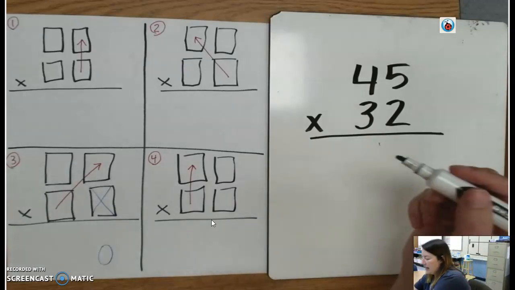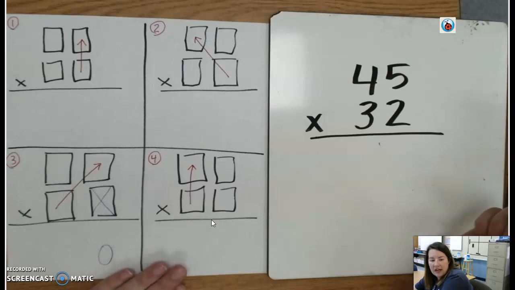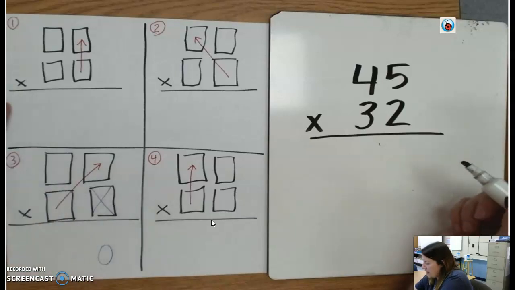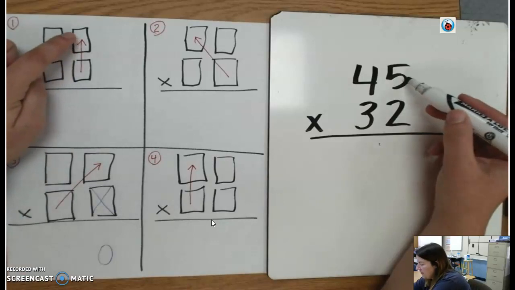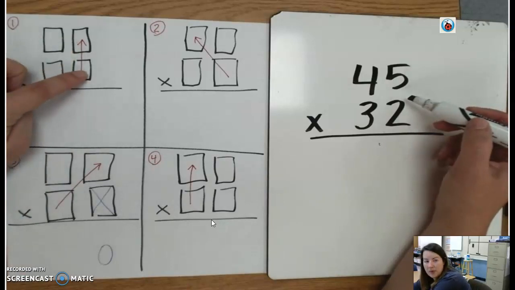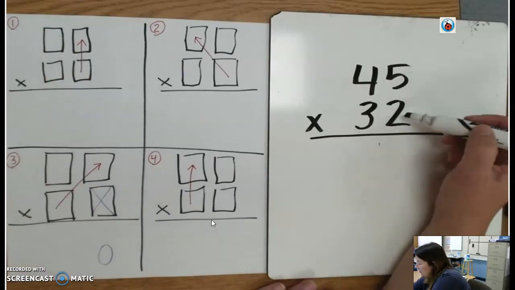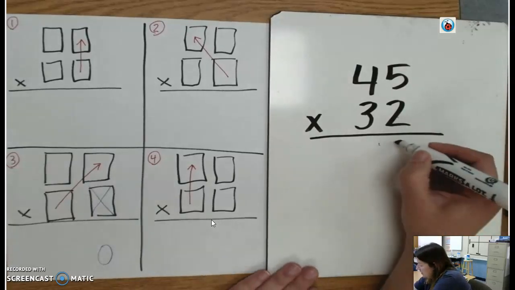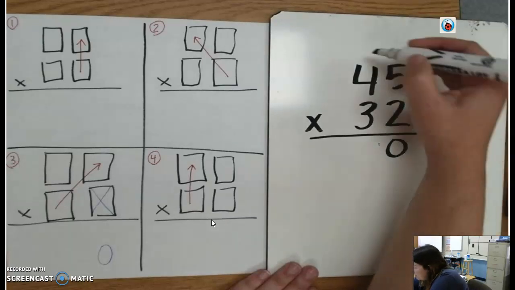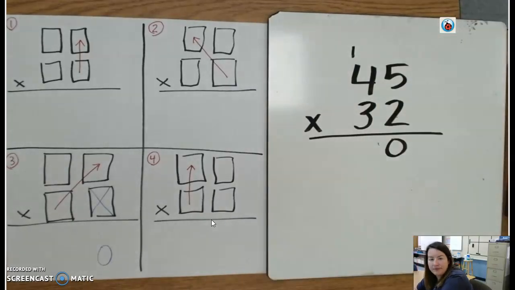And let's solve. So I have this kind of step-by-step instruction diagram I'm going to use to help me remember the steps. So here we go, step 1. I'm going to go 2 times 5. So according to this, I'm going to go straight up. So 2 times 5, I know, is 10. So I'll put the 0 here, the 1 up here.